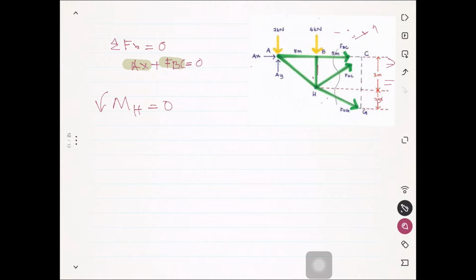Okay, we've got negative AY multiplied by 5, which is from AY to H and clockwise. Plus 2 multiplied by 5, minus FBC multiplied by 3, is equal to 0.